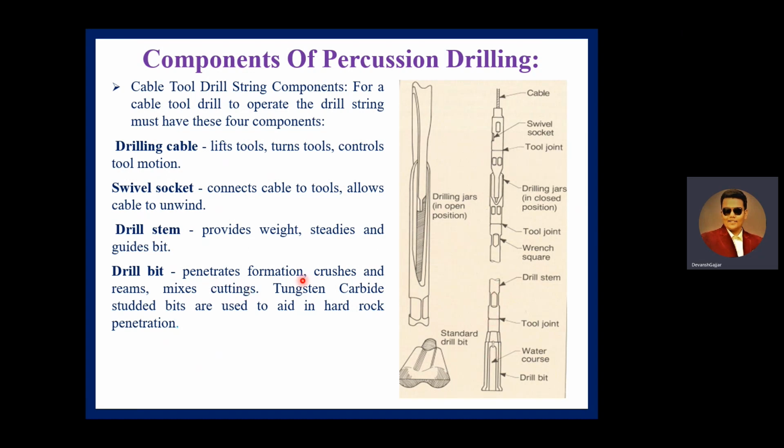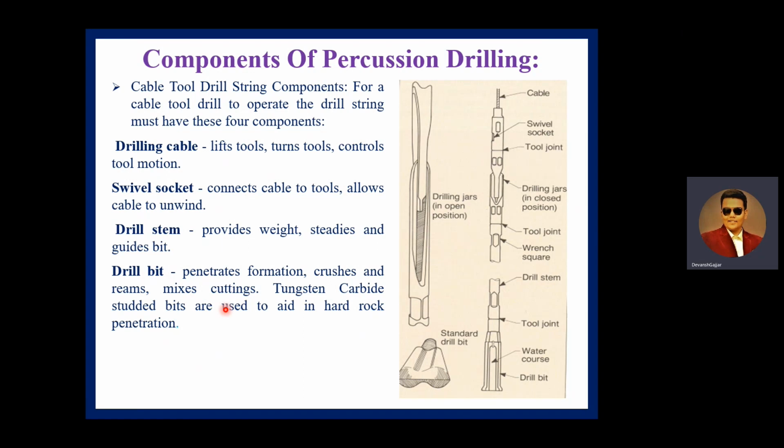The drill bit penetrates the formation, crushes, and mixes the cuttings. This is a type of bit, and suppose this is a type of rock. The bit hits in a to-and-fro reciprocating motion and breaks the rock into smaller pieces. The bits are basically made of tungsten carbide, which is a very hard material.